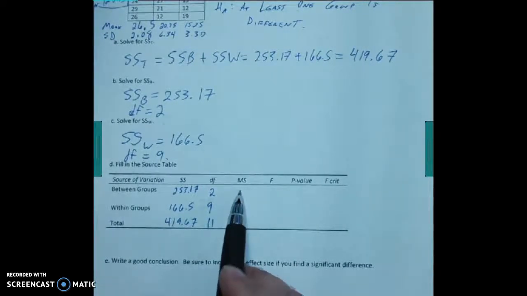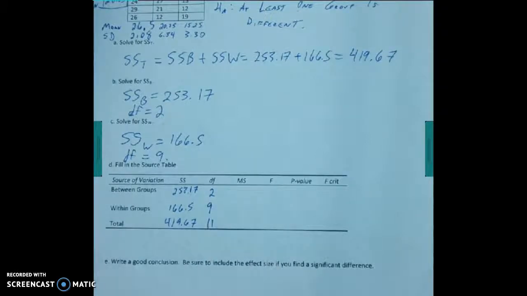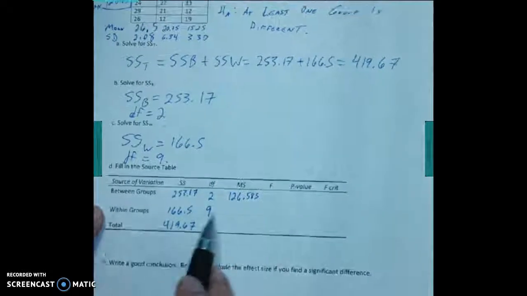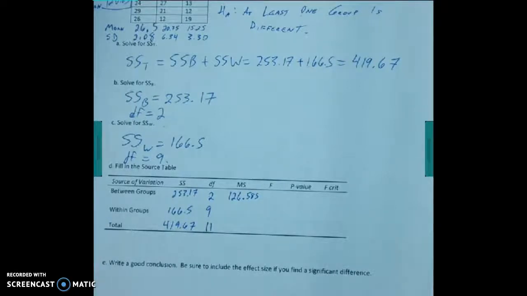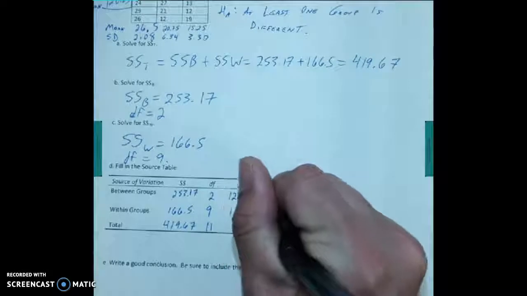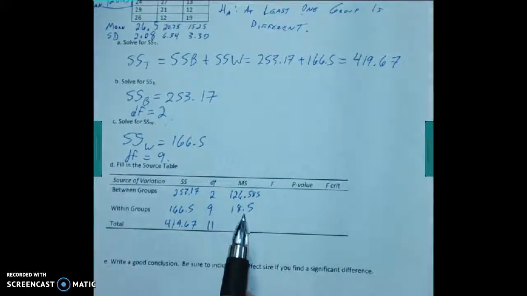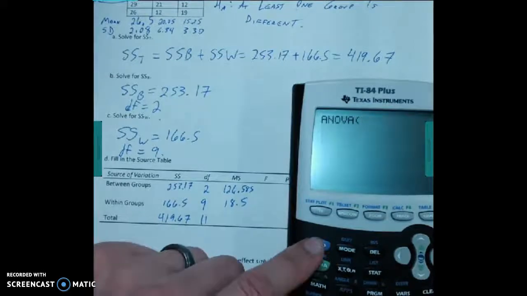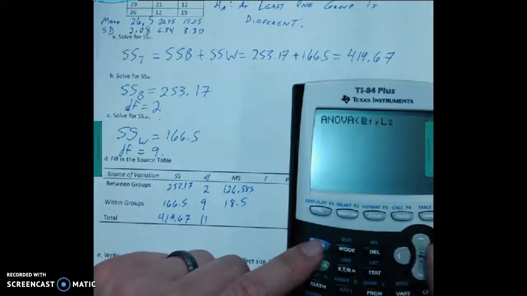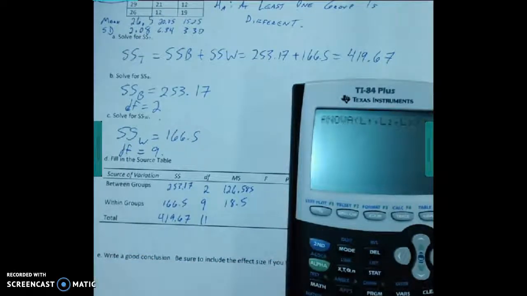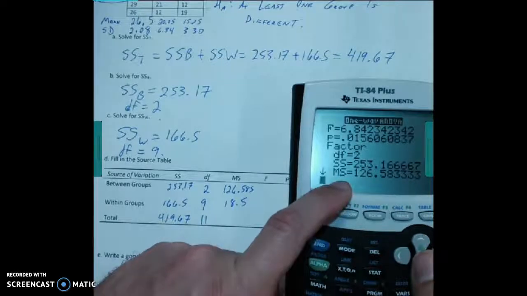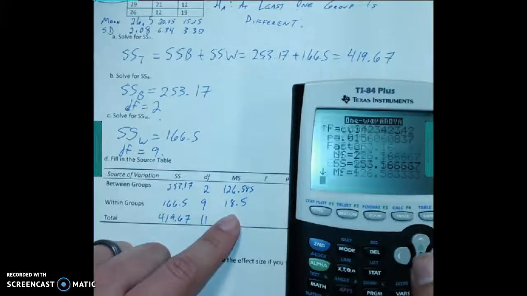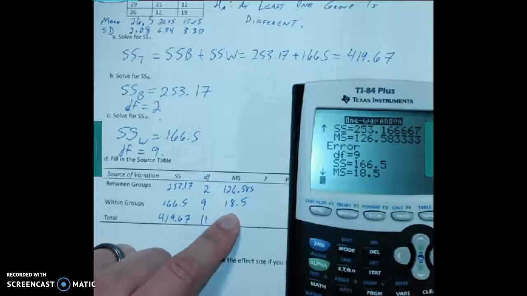Now to get the mean square, we simply have to divide straight across here. I need to do this 253.17 divided by 2, which is 126.585. And the mean square within groups is going to be 166.5 divided by 9, which is 18.5. Now, can we use the calculator to confirm that? Yes, I can. If I go back to stat, go over to test and ANOVA, list 1, list 2, list 3, check out the mean square for the factor, which is between for us, 126.583, that's what I got right there. And for the error, or the within groups for us, 18.5, just like I calculated.